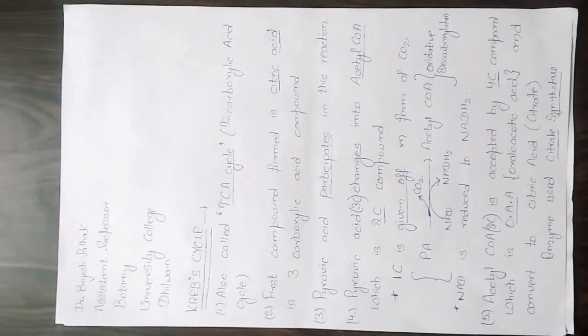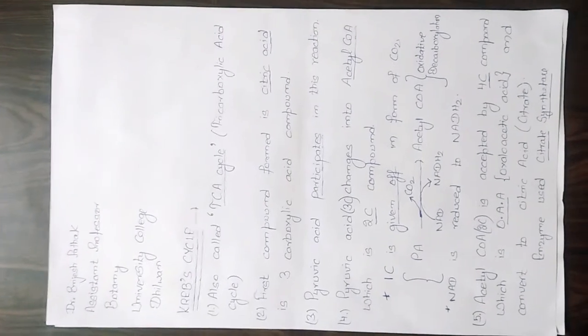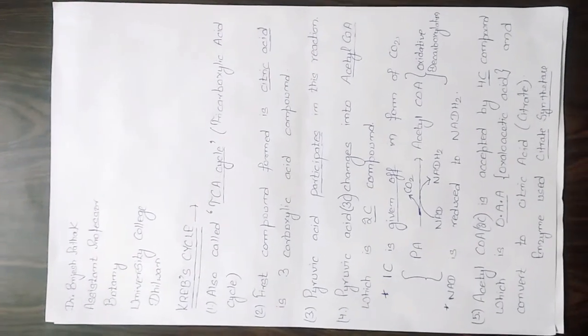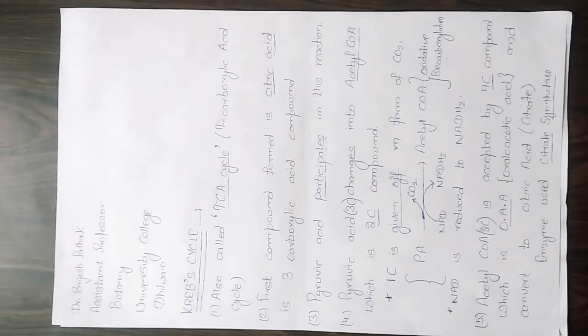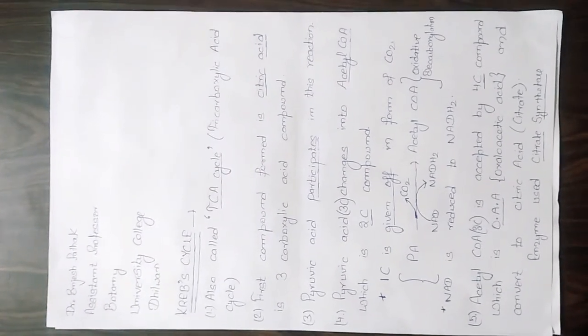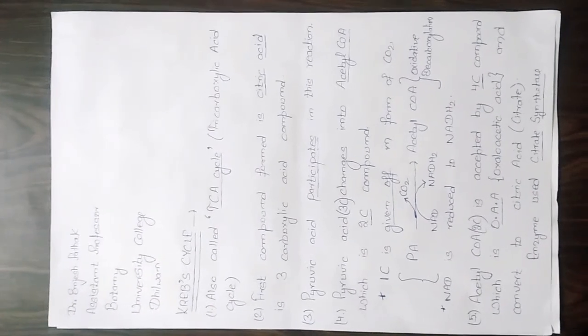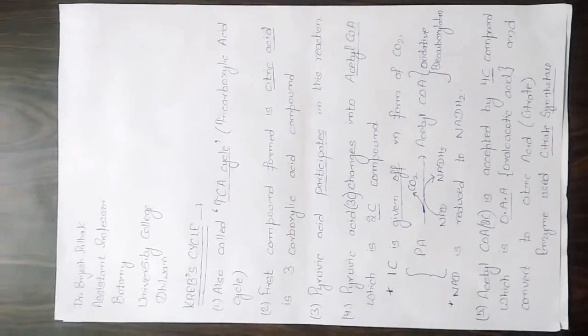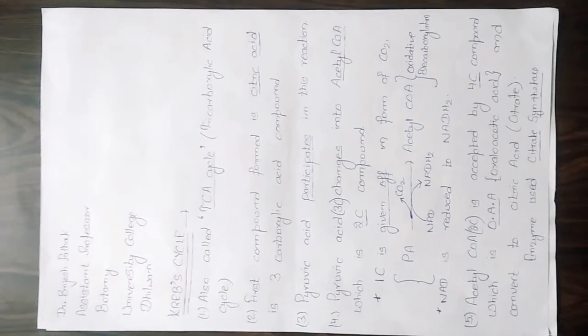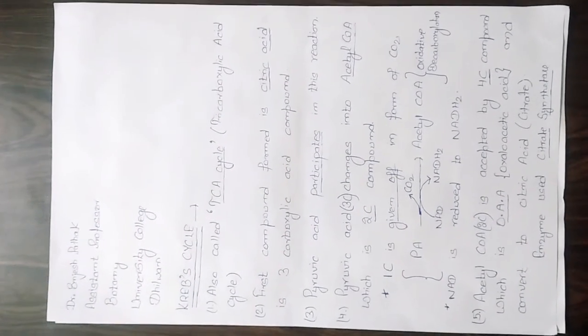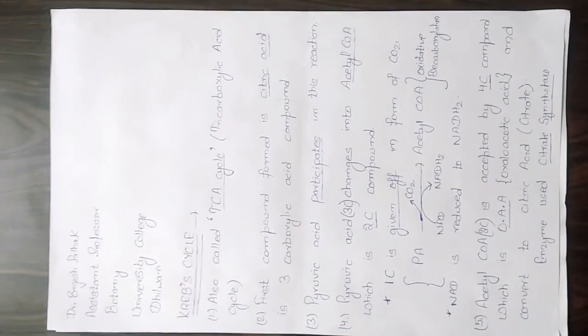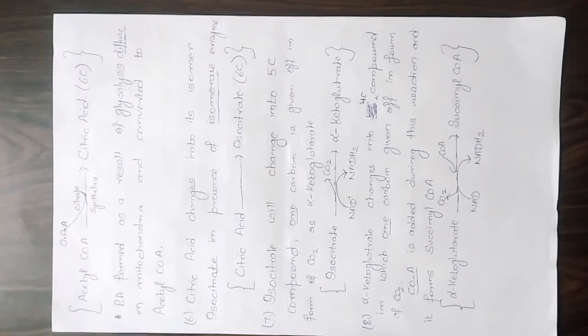Next point. Now acetyl coenzyme A is accepted by a 4-carbon compound which is oxaloacetic acid. This acetyl coenzyme A that is formed, who will accept it? A 4-carbon compound, which you called what? Oxaloacetic acid. And it converts to citric acid. The enzyme which is responsible is citrate synthase. Next, it is shown in the reaction, acetyl coenzyme A changes into citric acid.